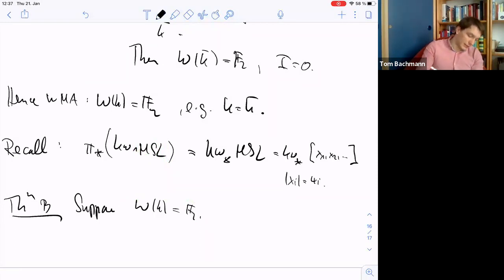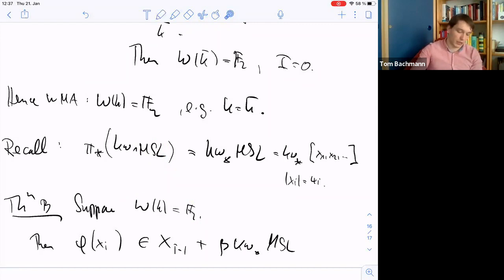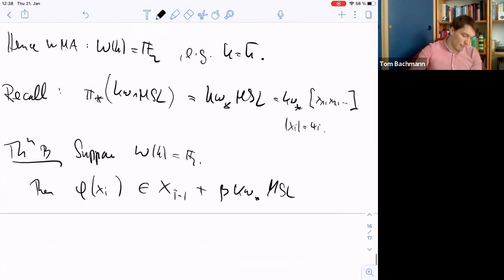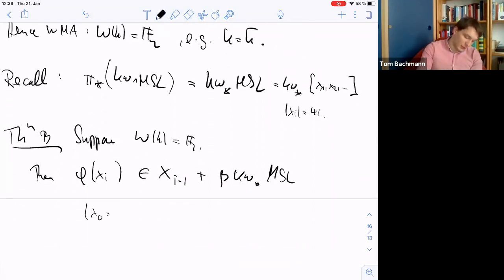So what I'm going to say is that phi of xi lies in x_{i-1} plus beta times KW star MSL. So you can work out this Adams operation on this particular generator. Basically, you get the generator one lower, except there could be some noise, and the noise is multiples of beta. Here, by definition, x0 equals 1, and phi of x0 equals 0. But for example, phi of x1 is going to be 1 plus possibly some multiples of beta.